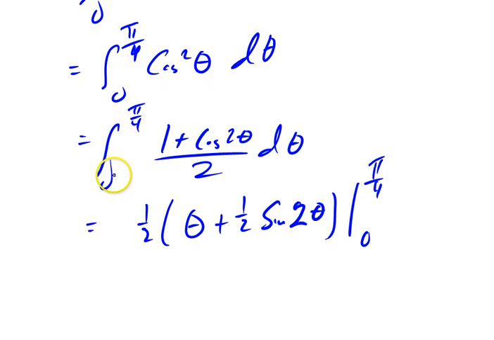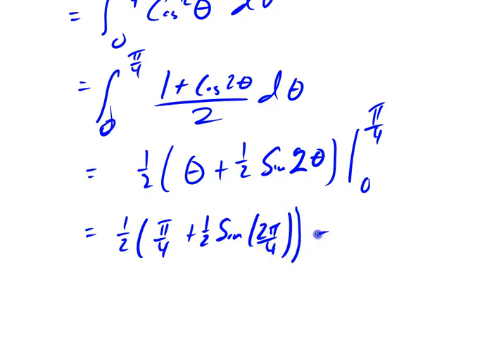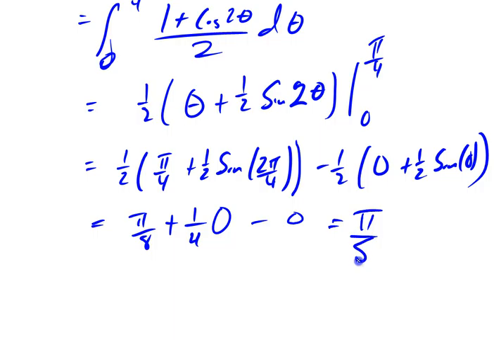But having switched the limits now to 0 to pi over 4, so these are limits on theta, you can just plug them in. You can just say, okay, this is 1/2 pi over 4 plus 1/2 sine of 2 pi over 4 minus 1/2, plug a 0 in, 0 plus 1/2 sine of 2 times 0. Anyway, so you've got pi over 8 plus 1/4, and this is the sine of pi over 2. Sine of pi over 2 is 0. Huh, okay, and this is all 0. So you're looking at pi over 8 for your solution, okay?